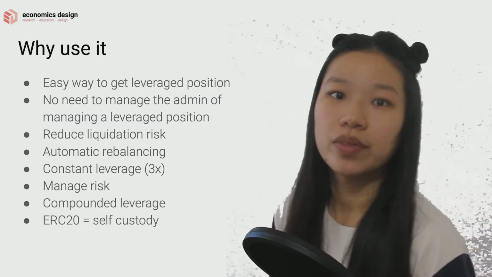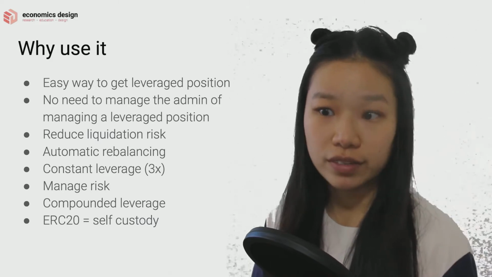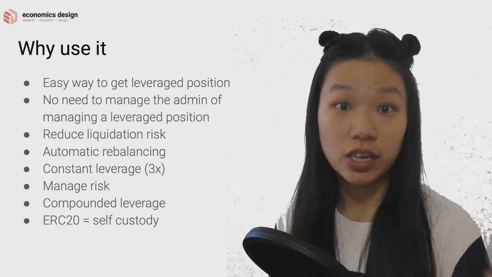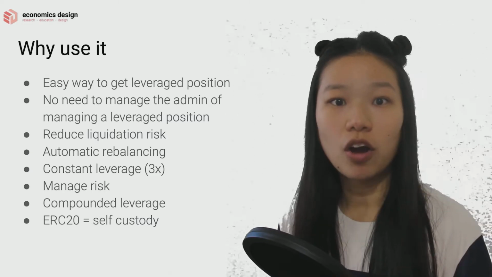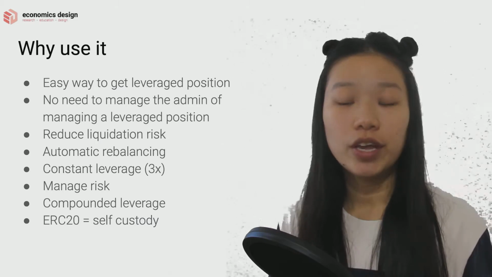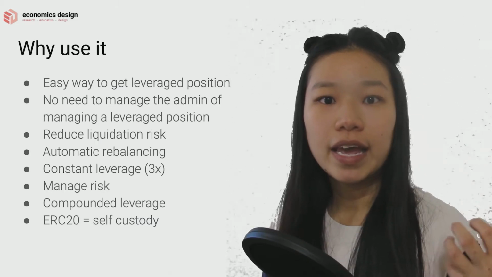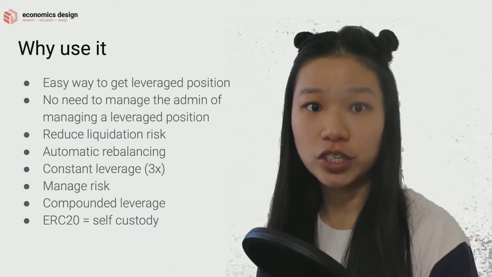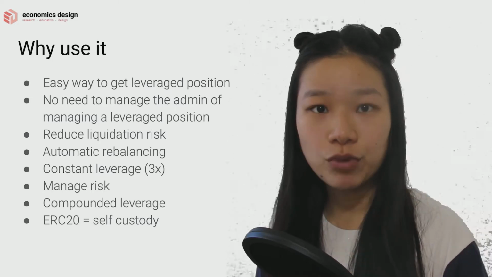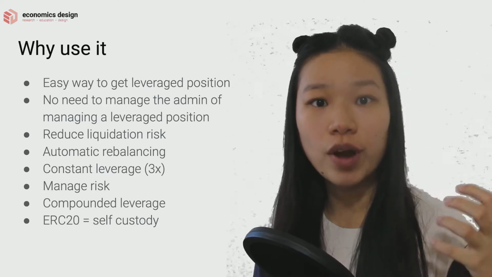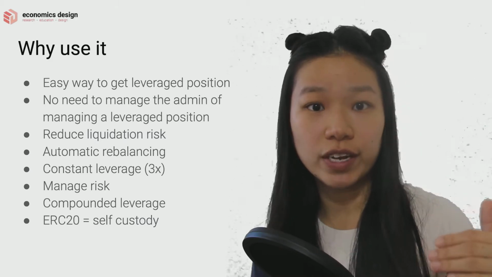So why do we use it? There are a few benefits to using it, but then again, I will caution that it comes with high risks. So it's easy to manage a leverage position. You don't need to manage the admin of managing a leverage position. It reduces liquidation risk. So we're going to talk about that a bit later, but basically when you have a leverage position and you're not managing it manually, when prices drop, it drops by 3 times. But because it rebalances, it's programmed to rebalance in the token itself. It helps you to reduce your liquidation risk.